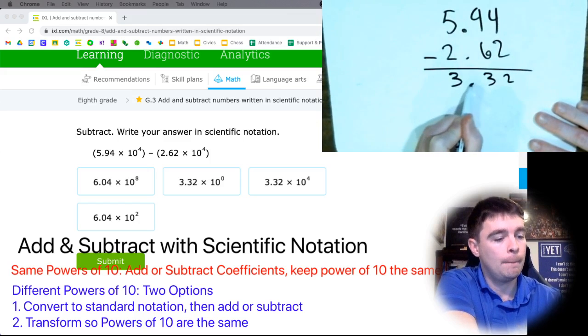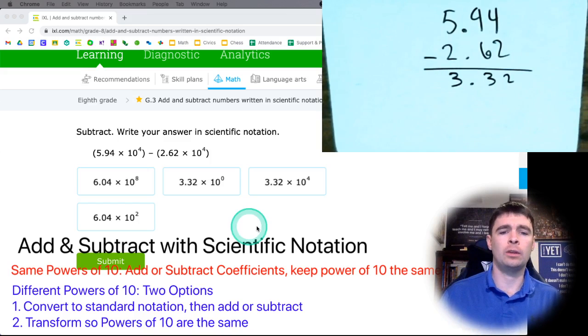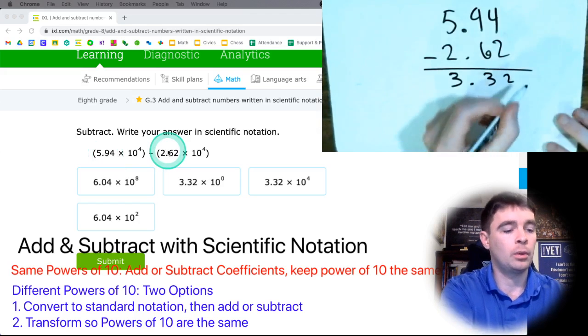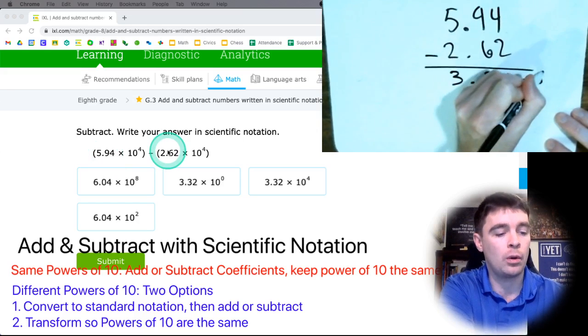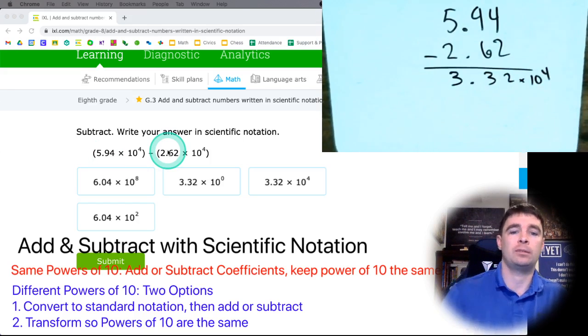When I do this subtraction out, I get 3.32. Now as I look at my answer choices, there are two options that have that 3.32. But recall, if we subtract and they have the same power of 10, we subtract the coefficients, but we keep that power of 10 the same. So in this case, we're going to have 3.32 times 10 to the power of 4, since both of these were 10 to the power of 4 numbers.